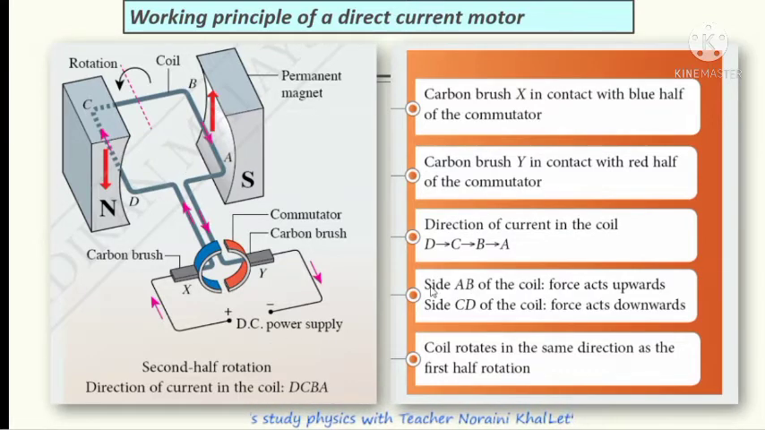Now we check the direction of force. For side AB, the direction of force is upwards. For CD it is downwards. So what happens to the rotation? The coil rotates in the same direction as the first half rotation. That's the function of the commutator, which reverses the direction of current every half cycle so that the motor will continue rotating in the same direction. Only then can we say the motor is functioning normally, keeping rotating in the same direction.